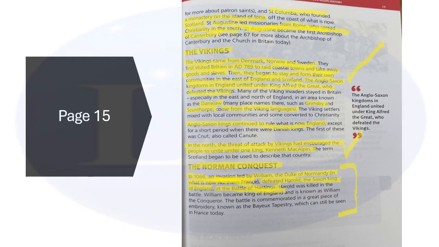Harold was killed in the battle. William became the King of England and is known as William the Conqueror. He is also known as William the Conqueror as well as William the Duke of Normandy. The battle is commemorated in a great piece of embroidery known as the Bayeux Tapestry, which can still be seen today in France. Because that was a very important battle, some artists made an embroidery. We will have a look at this.